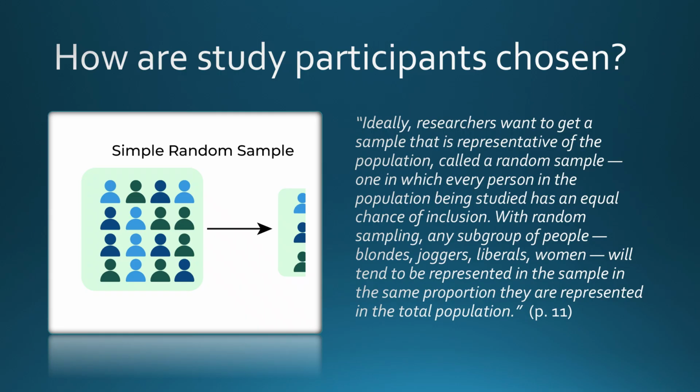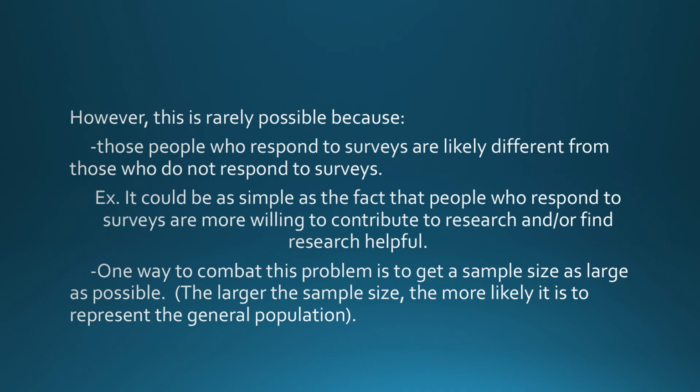So in other words, if 10% of those people in the population are blonde, for example, you would want 10% of your sample to be blonde, so they correspond with each other. That's the ideal, but it rarely occurs because those people who respond to surveys, for example, are likely different from those who do not respond to surveys. It could be as simple as the fact that people who respond to surveys are more willing to contribute to research and find research helpful. So automatically you've got a different type of person than the average population.